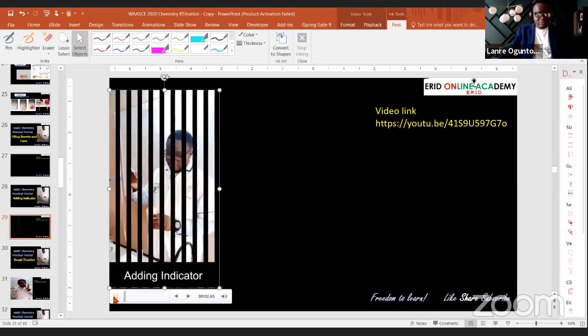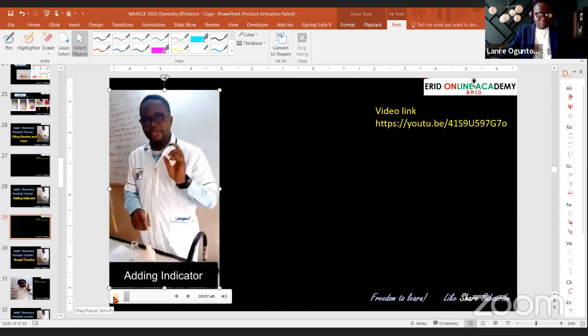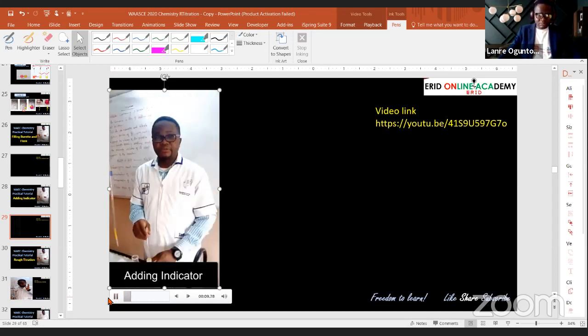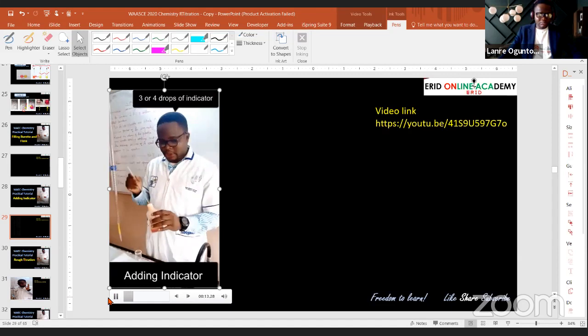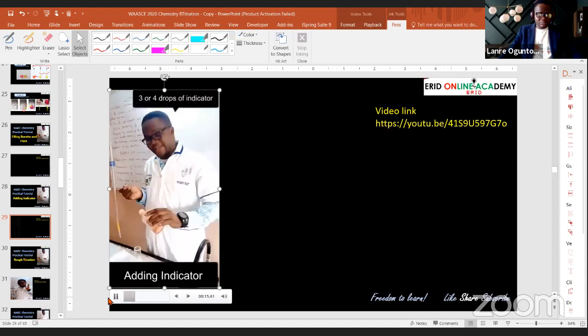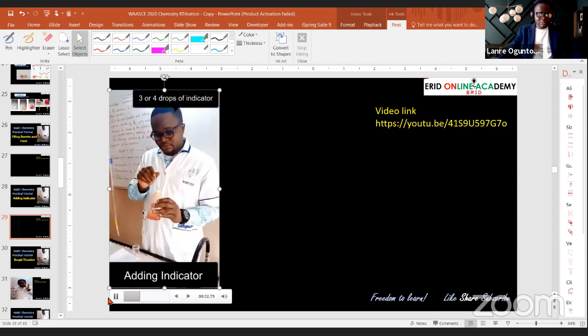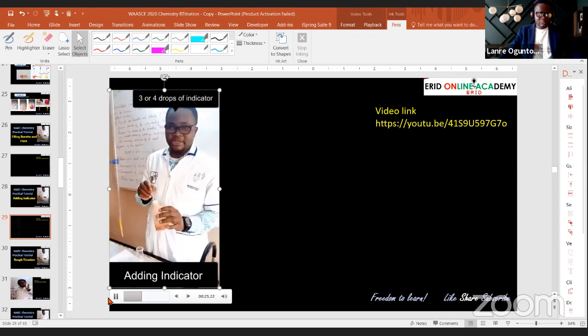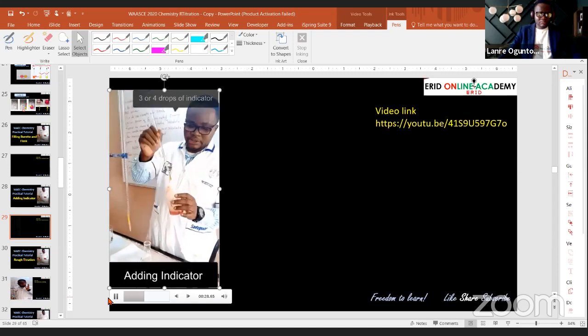So usually for your titration, you just need a few drops of the indicator, like 3 or maximum 4 drops of the indicator. So use your Pasteur pipette. Don't attempt to pour your indicator like this, no matter how much in a hurry you are. Just use your glass rod like this, or you use a Pasteur pipette. So if I'm using a glass rod, I dip the glass rod into that. Okay, I wait a bit.